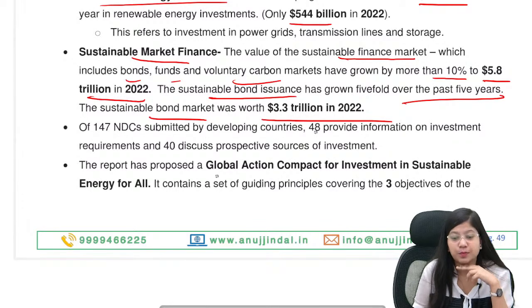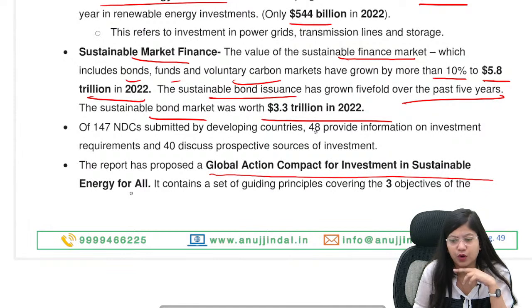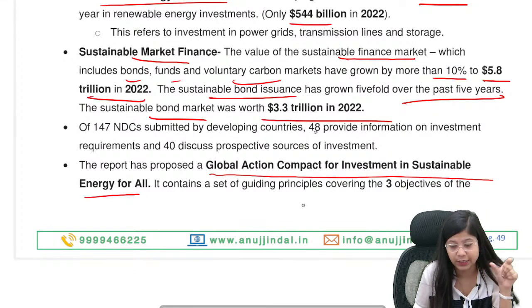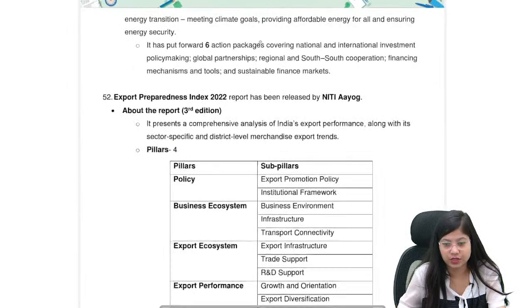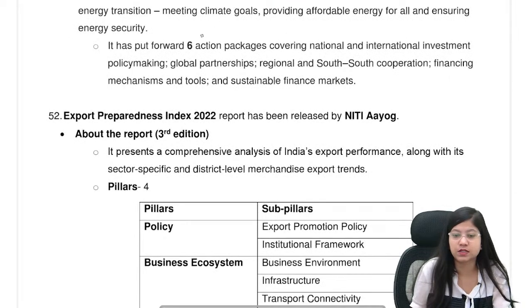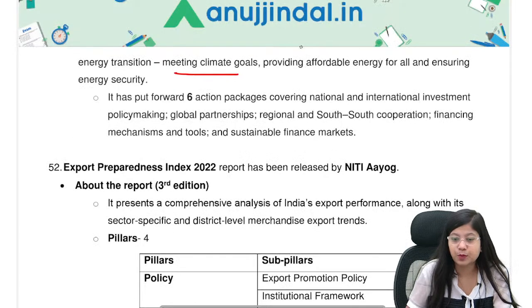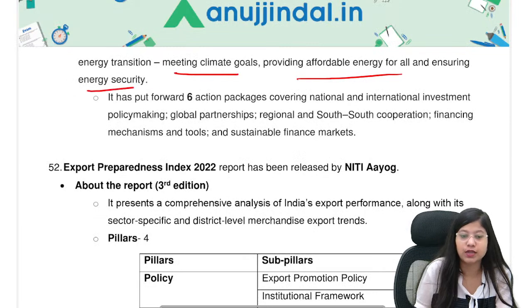The report has proposed a global action compact for the investment in sustainable energy for all, and it contains a set of guiding principles covering the 3 objectives of the energy transition. And what are these 3 objectives? First is meeting climate goals. Second is providing affordable energy for all and ensuring energy security.